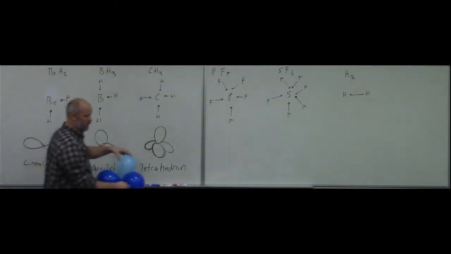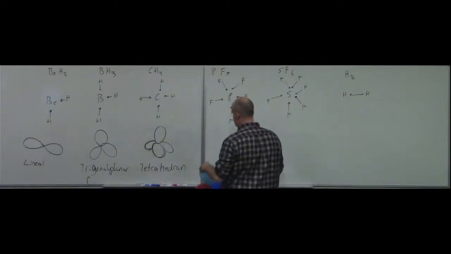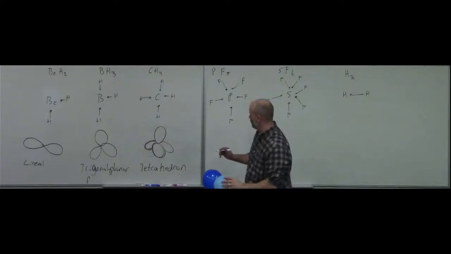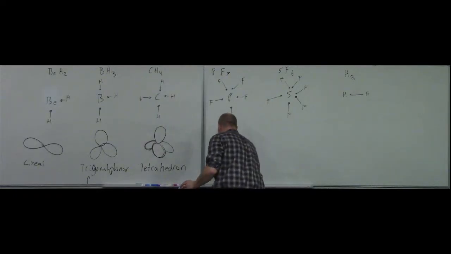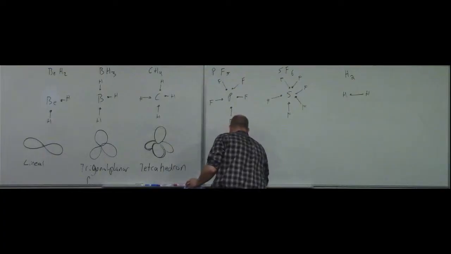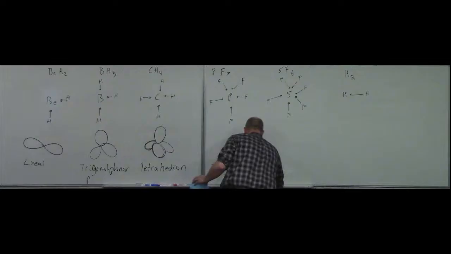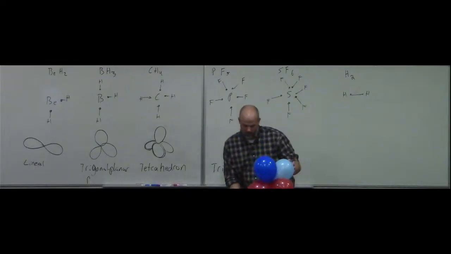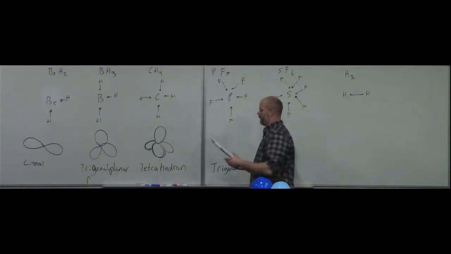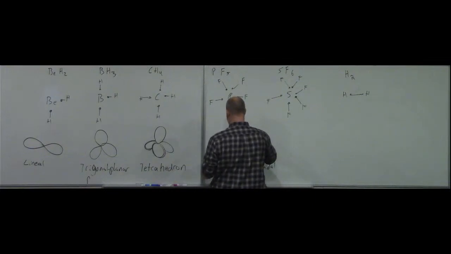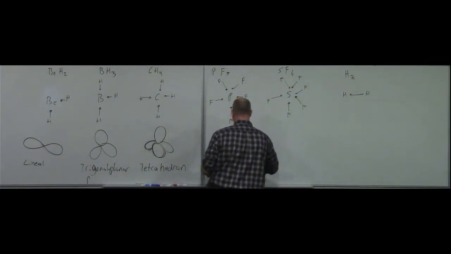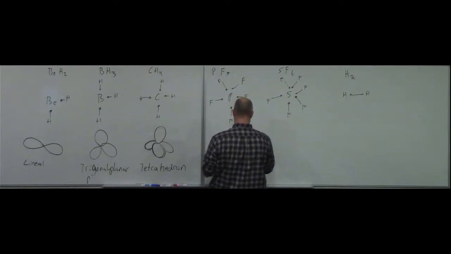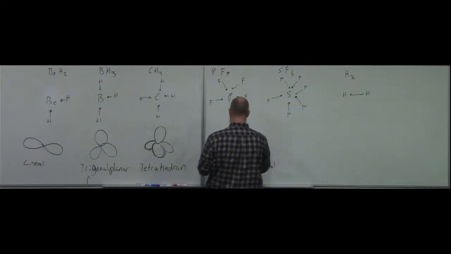So this shape is referred to as trigonal bipyramidal. Let me write that part down first. Trigonal bipyramidal. Now, how on earth do you draw that? Well, you've got a lobe up, you've got a lobe down, and then essentially you have three lobes in this plane.